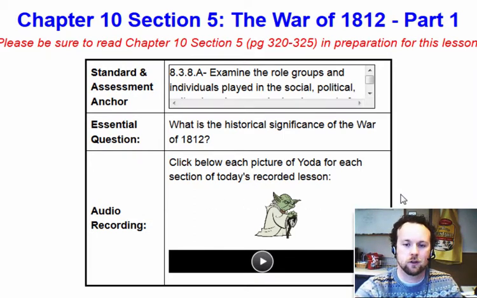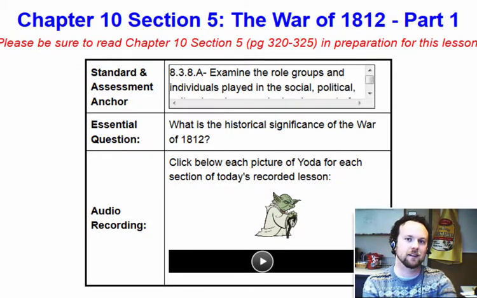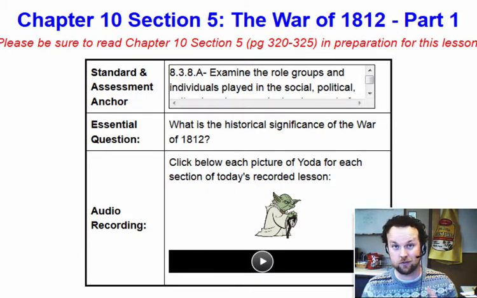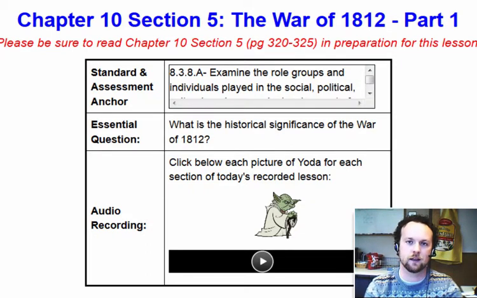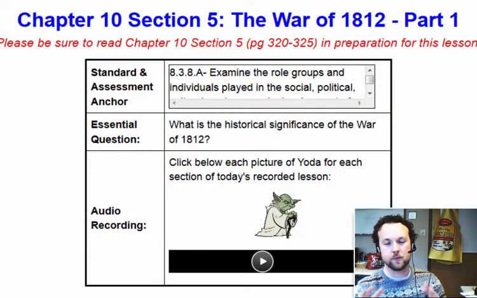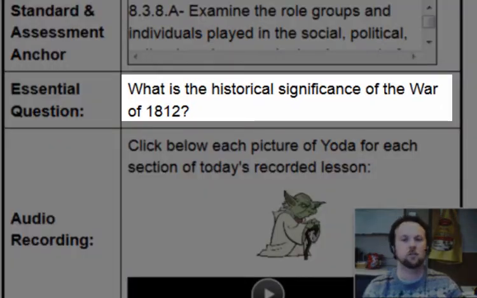Today we're looking at Chapter 10, Section 5, Part 1, The War of 1812. I decided to split this lesson into 2 days because it's kind of hard to talk about an entire war in just one day, and there's a lot of information here, so we're going to split this up over the next couple of days and then hopefully learn a little bit about the United States' second War for Independence. And specifically today and tomorrow, our essential question will be, what is the historical significance of the War of 1812?